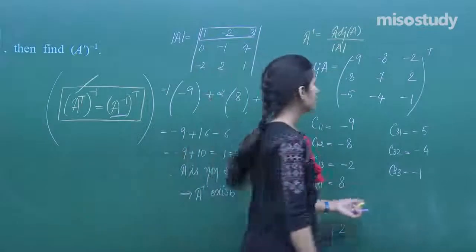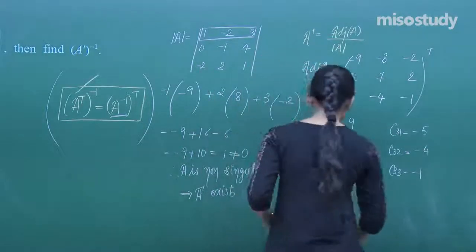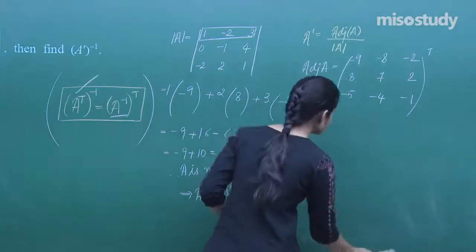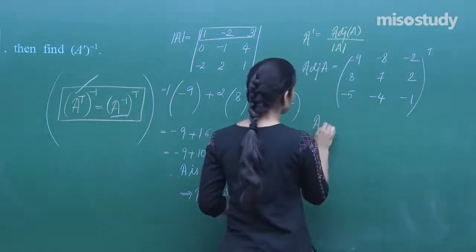So that is it. Here we have written it down, and therefore the adjoint of A is very much there in our hands. What is the adjoint of A?